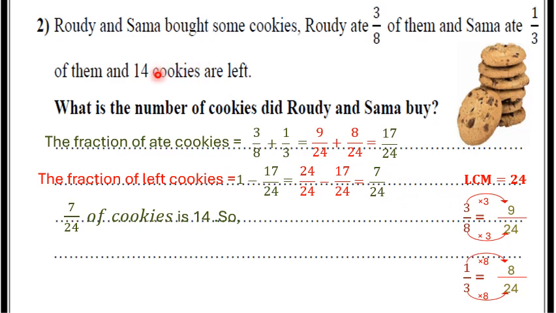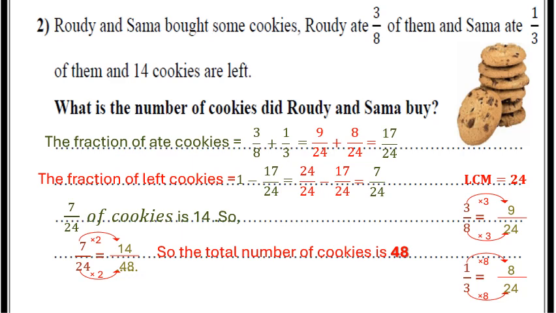And he told us here 14 cookies are left. That means 7 over 24 of the cookies is 14. So let me write 7 over 24 equals 14 over what? Here 7 becomes 14, so I multiply by 2 up and down. So 24 times 2 will be 48. So the total number of cookies is 48.